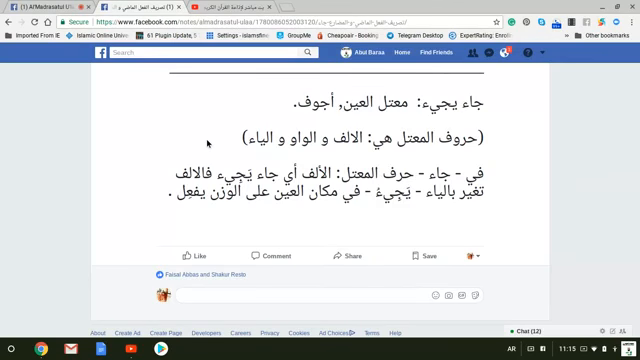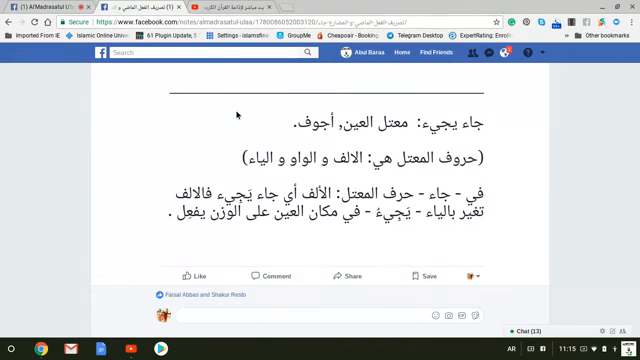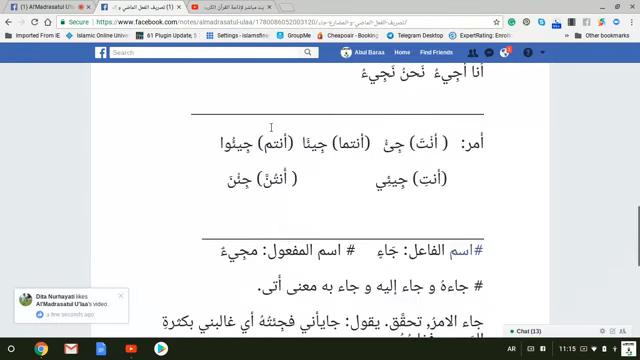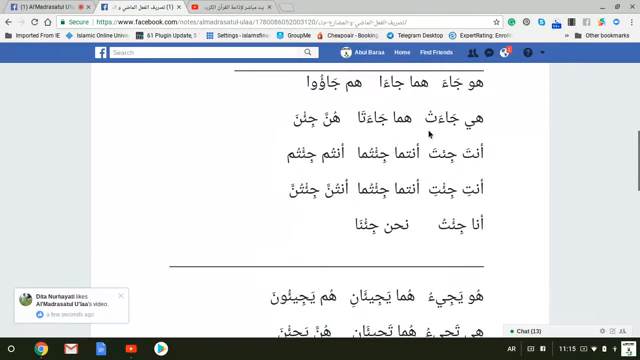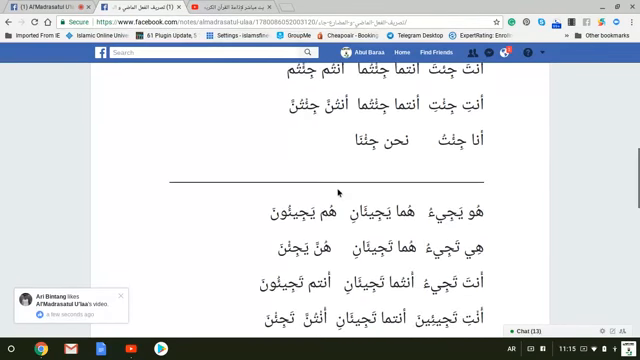Okay, somebody asks, what are the signs of the patterns of the verbs? If you notice what I've written here, without me saying the pronouns: Jaa'a, Jaa'a, Jaa'u, Jaa'at, Jaa'ata, Ji'na, Ji'ta, Ji'tuma, Ji'tum. You notice a pattern? Ji'ti, Ji'tuma, Ji'tunna, Ji'tu, Ji'na. You don't notice the patterns there? There's a pattern there.